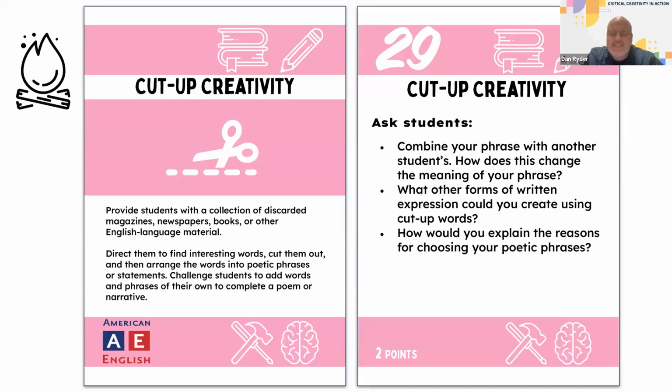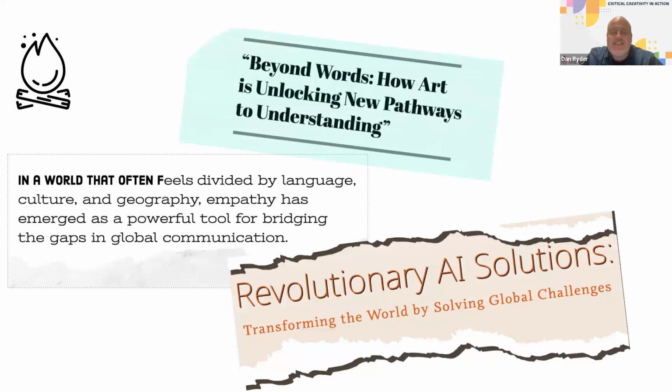So we're going to look on the next slide at this collection of excerpts and headlines. And what I'd like you to do as I read them is make note of the powerful words and phrases that you see and type them into the chat. So here we go. Beyond words, how art is unlocking new pathways to understanding. And in a world that often feels divided by language, culture, and geography, empathy has emerged as a powerful tool for bridging the gaps in global communication. And finally, revolutionary AI solutions, transforming the world by solving global challenges.